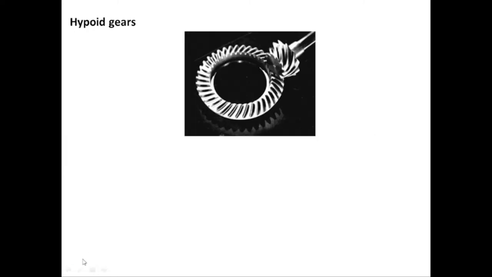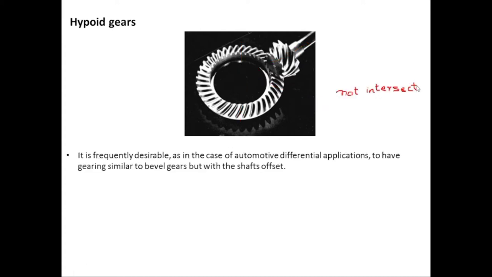In some cases we want gears that appear like bevel gears, but the shaft axes should not intersect each other. That type of gear is called hypoid gears, where the shafts do not intersect each other but the gears appear like bevel gears. The shaft is slightly offset. Its application or example is the bevel gears in the differential of automotive cars or vehicles, etc. So it is similar to bevel gears, but shafts are slightly offset and not intersecting.